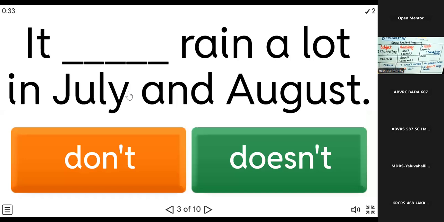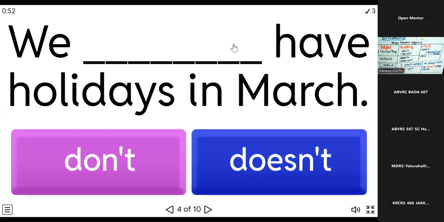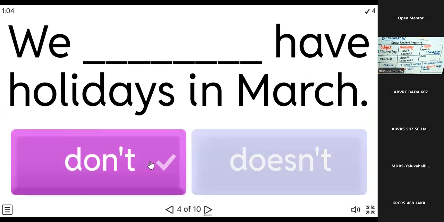It dash rain a lot in July and August. Exactly. It is doesn't. It doesn't rain a lot in July and August. We dash have holidays in March. We don't. Very nice. Most of the centers have answered B.